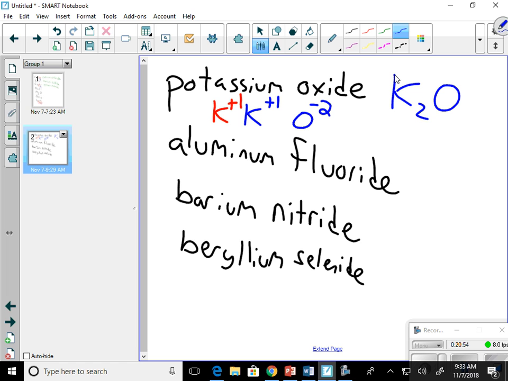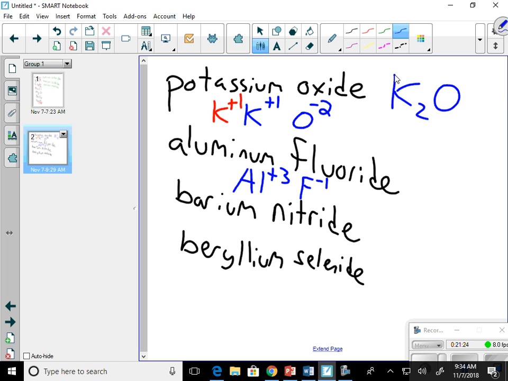Tyler, what's the symbol and charge for aluminum? Al, and what's its charge? +3. Tess, fluorine, what is its symbol and charge? F and -1. These charges don't balance. That means I need subscripts in order to balance them out. Do I need more aluminums? Do I need more fluorines? Who thinks they know the formula for aluminum fluoride?